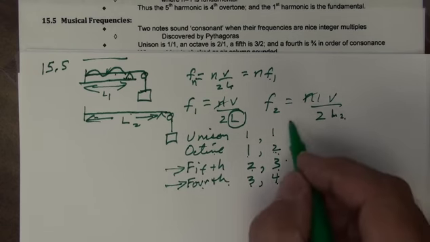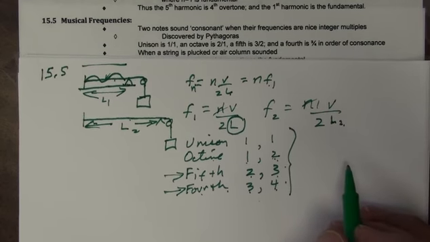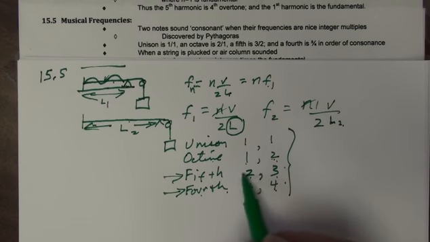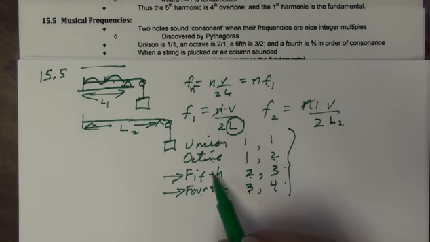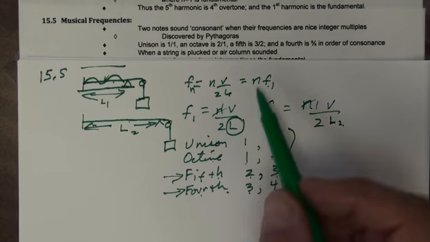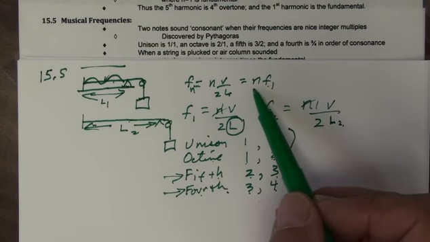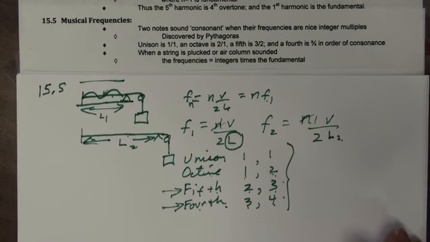And so now you know some of the most consonant of the intervals. So when a string is plucked or an air column is sounded, when the various harmonics are stimulated, we hear the octave, we hear the fifth, we hear the fourth, even with a single string, because we're getting integer multiples of the basic frequency, even with a single note. And he proved that by looking at two strings and comparing the two.